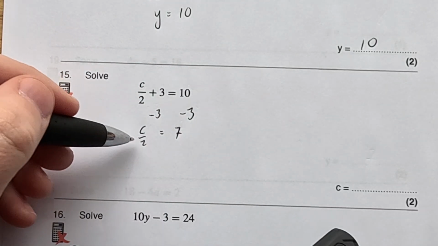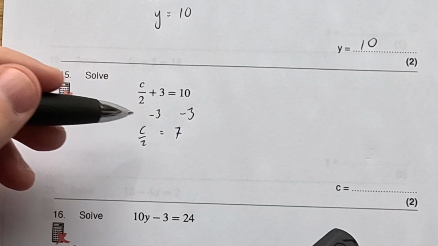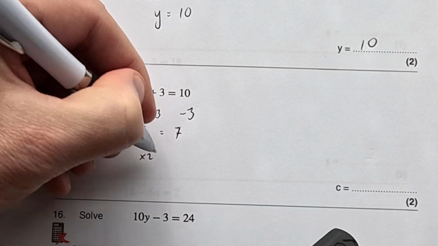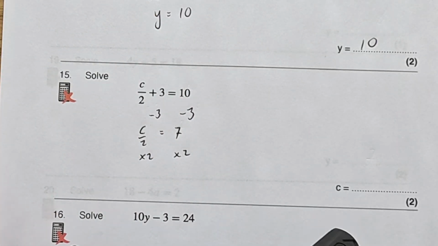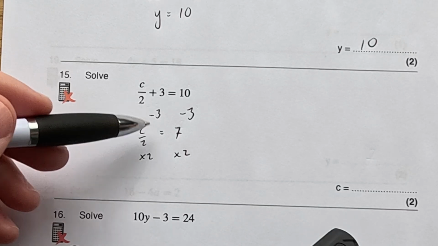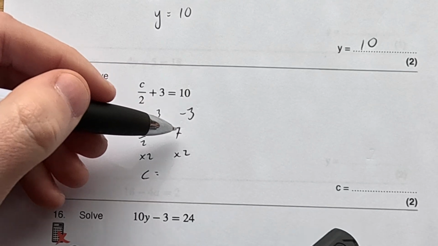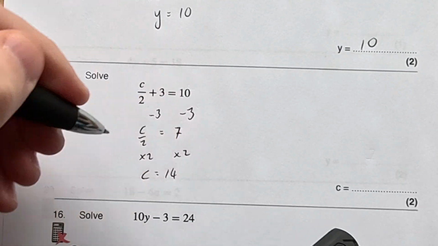Now we don't want this divided by 2 here, we just want to find out what c is. So to get rid of this divide by 2, we're going to times both sides of the equation by 2. On the left hand side, we had c divided by 2. We multiplied by 2 to get rid of the divide by 2, so we'd just be left with c on its own. And on the right hand side, we had 7 times 2, that's equal to 14. So that means c equals 14.